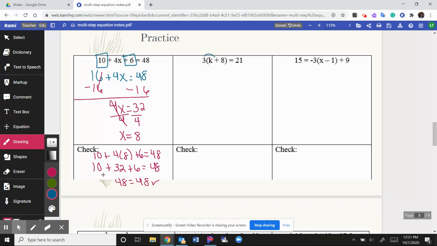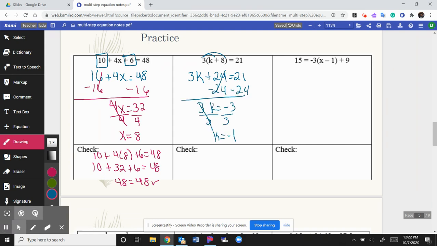Okay, next one here. First step, distributive property. Multiply that 3 in. 3 times k is 3k. 3 times 8 is 24, equaling 21. So again, I want you to pause the video right now, and I want you to please try solving this problem. Go ahead. So hopefully you paused the video and solved the rest of that problem. You should have gotten k equaling negative 1.